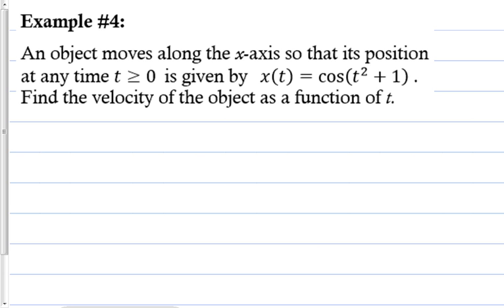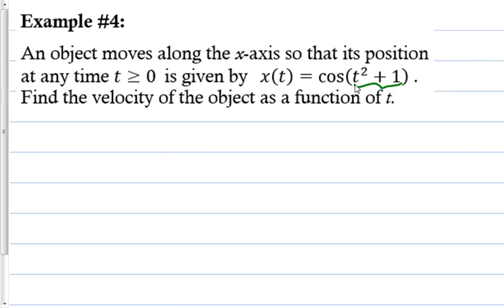Okay, example 4, an object moves along the x-axis so that its position at any time t greater than or equal to 0 is given by x of t equals cosine of t squared plus 1. Find the velocity of the object as a function of t. In order to find the velocity, you derive the position function. So I'm deriving. But of course, this position function is a chain rule.